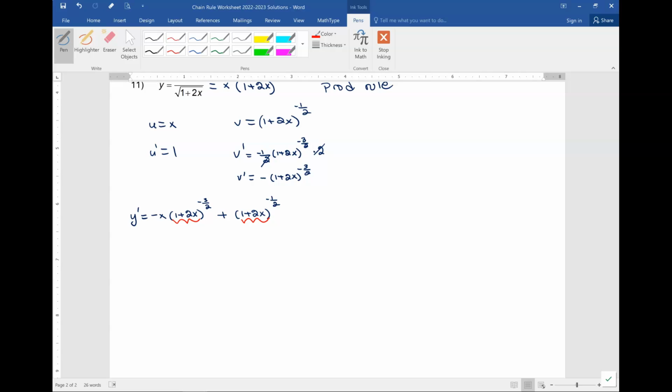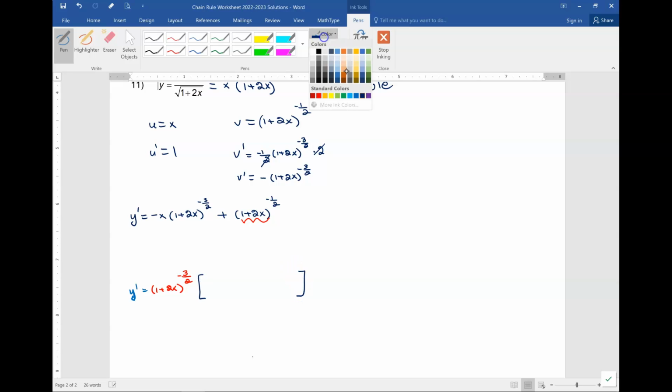What's into more? Negative 3 over 2. So I'm going to factor out a negative 3 over 2. So this is going to be y prime is equal to 1 plus 2x to the power of negative 3 over 2. Okay, I'm just going to write that a little bit lower. So we're factoring out 1 plus 2x to the power of negative 3 over 2. And this is y prime equals, okay, so it's going to be this times whatever is in the next term.